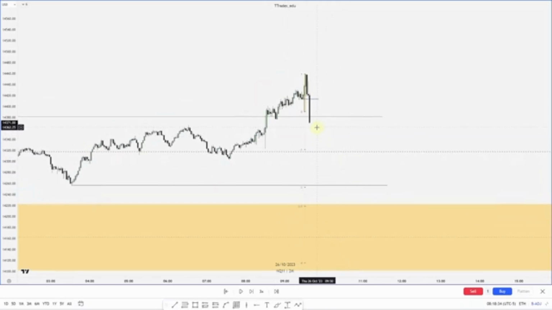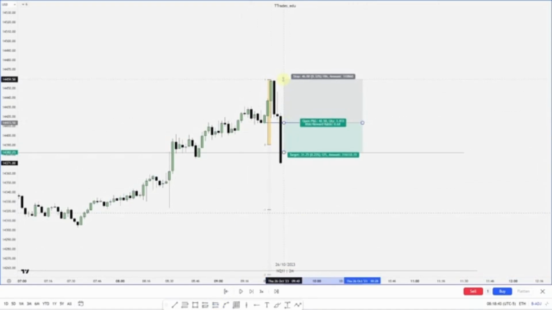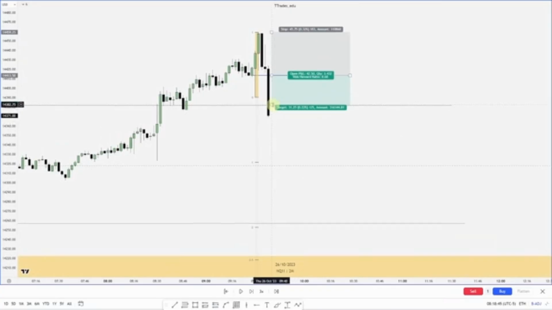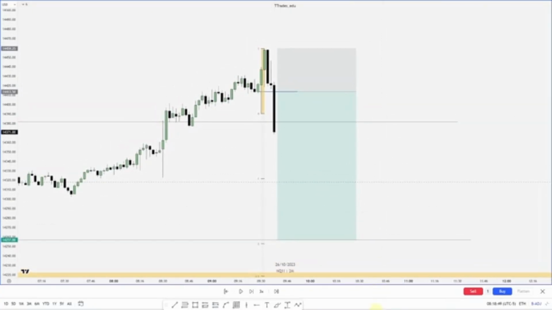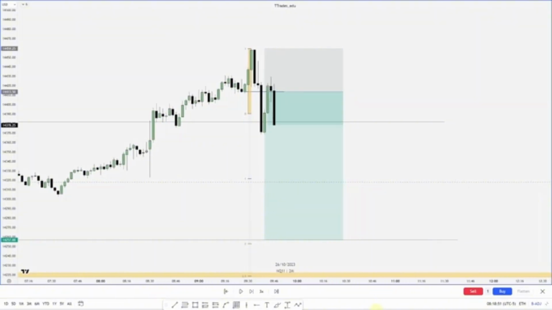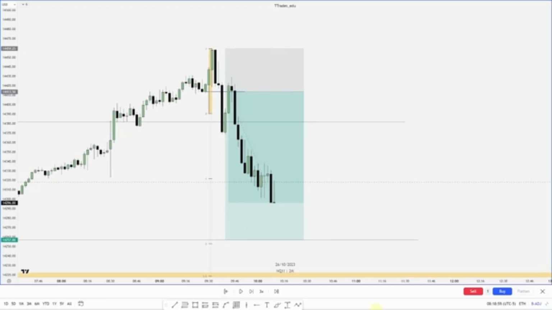Let's zoom back in here and see if we can find an entry. The first entry I would be looking for is a retest of this order block here, with my stop on this high, and then I'd be looking to target those London lows. So let's see if that takes me in. It does, and we start to get our distribution lower.